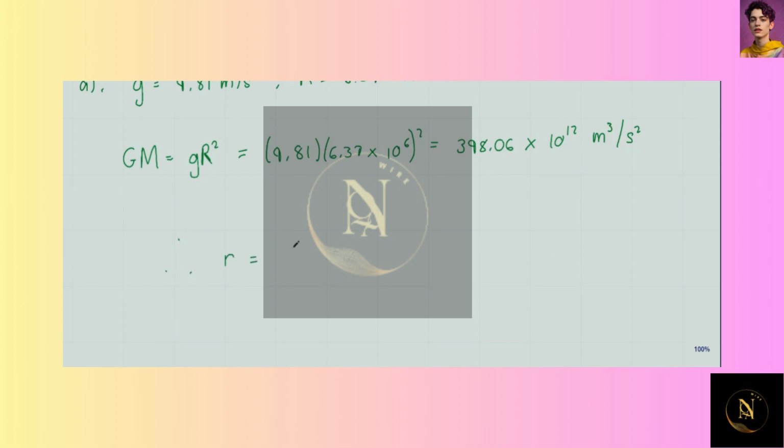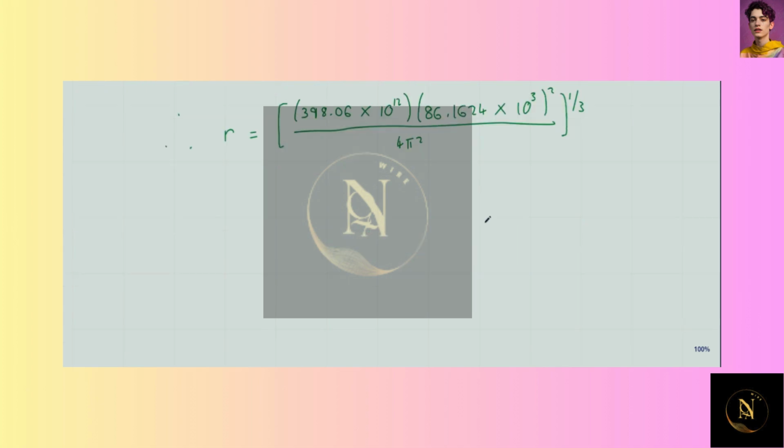So therefore, using the equation above, we can find R in SI units to be 398.06 times 10 to the 12, that's meter cubed per second squared, or GM, times 86.1624 times 10 to the 3 squared, over 4 pi squared, and all of this to the power 1/3. And so if we perform this, we get R to be 42.145 times 10 to the 6 meters. So the separation between the satellite and the center of the Earth is 42.145 times 10 to the 6 meters.